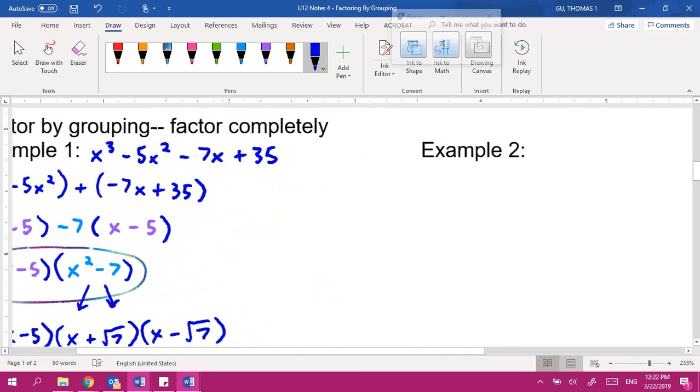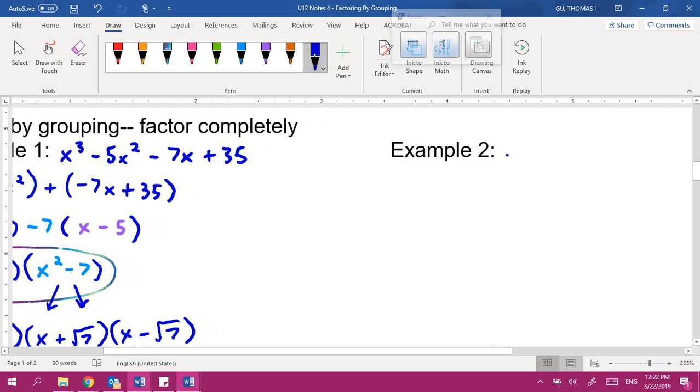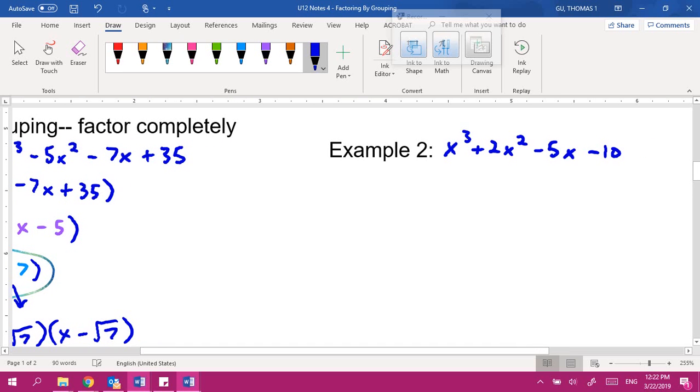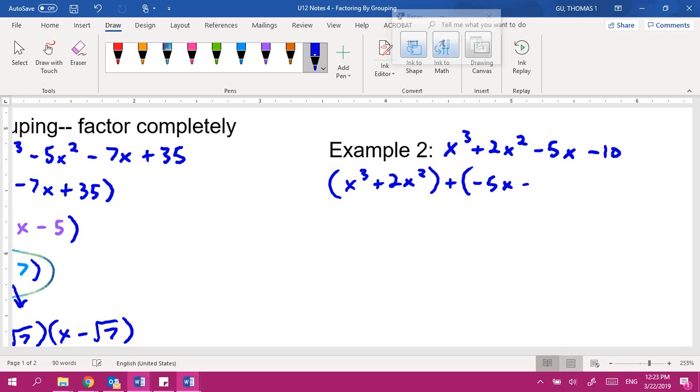Let's do one more example right here. x cubed plus 2x squared minus 5x minus 10. All right, what is the first step? Group them. How? Okay, that's one group. And then? Okay, so I've grouped my terms. What am I going to do after I group my terms?